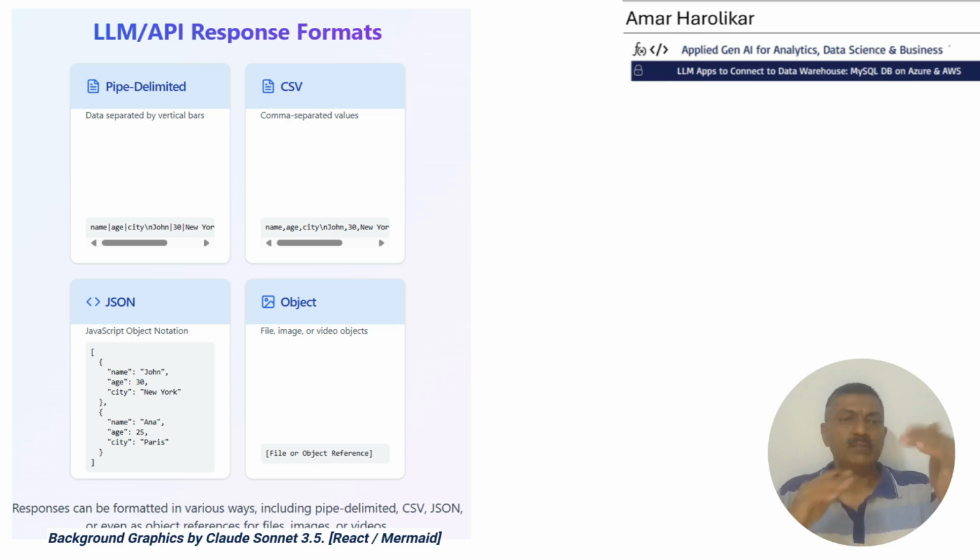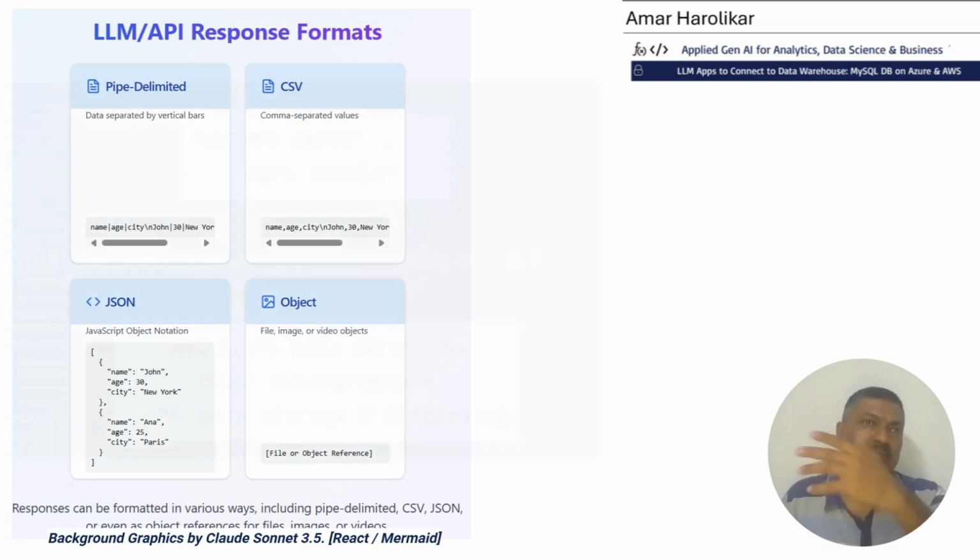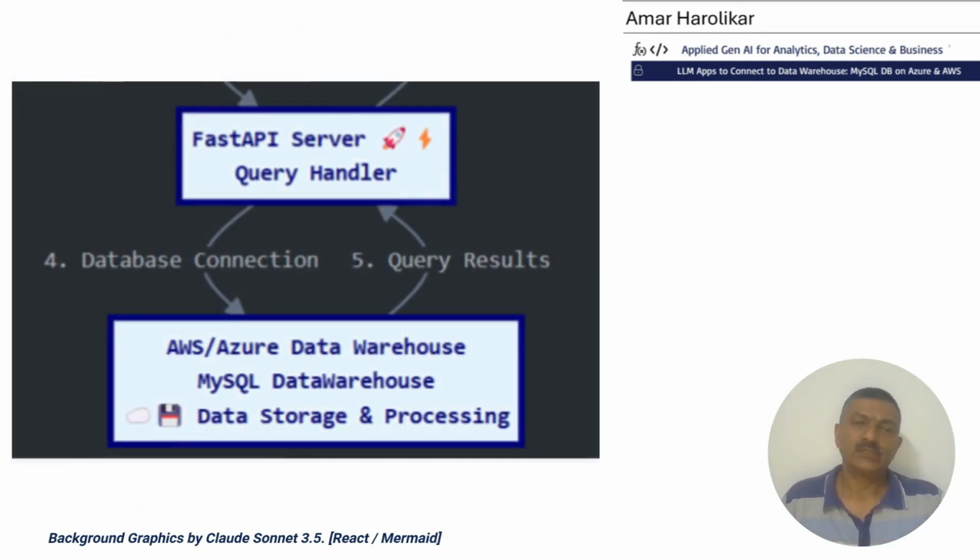Then the database, it can be Azure. In my case, I have connected it to Azure and AWS. It can be anything. It receives the query, processes it, and then sends back the response. And the FastAPI server catches the response, then hands it back over to the UI front end, back to that LLM app.